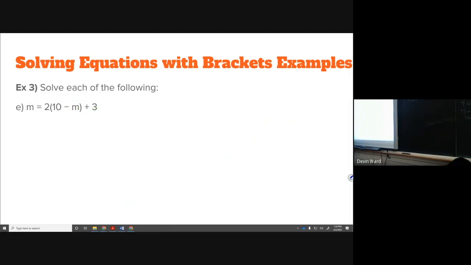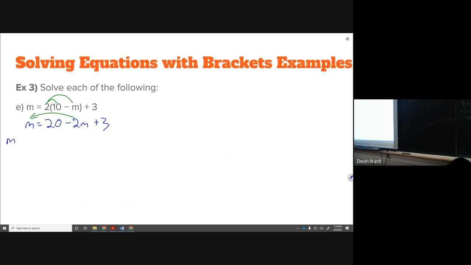Okay, now we have m is equal to 2 times 10 minus m plus 3. So again, I should be using distribute. Distribute, so I have m equals 2 times 10 is 20 minus 2m plus 3. I take my m's and move them over to the left.